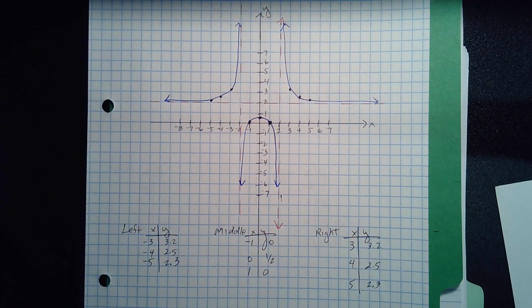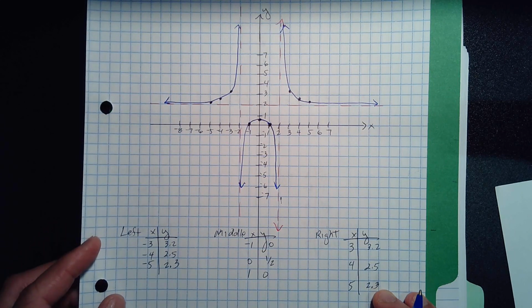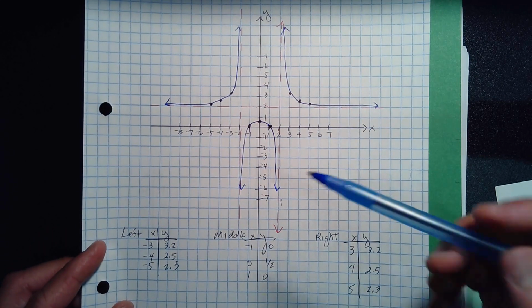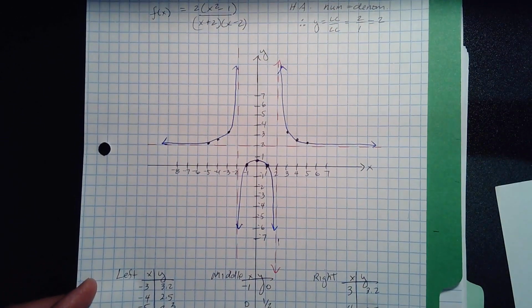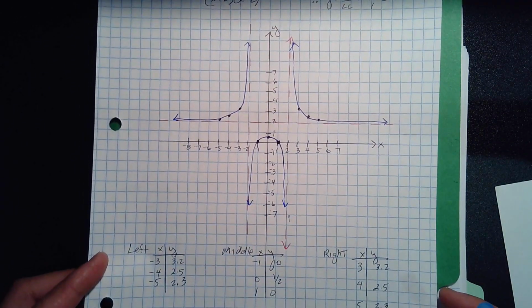Okay, so this is our rational function. This is a function because it passes the vertical line test. If you drew a vertical line, it only touches the graph once. All right, so that's example 1.